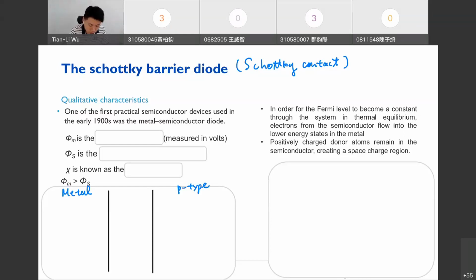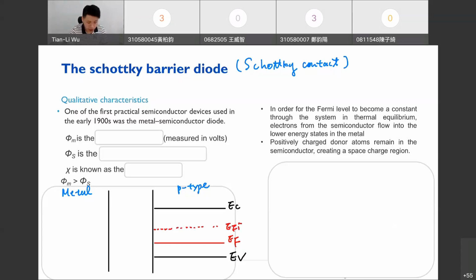As you are already very familiar with, if we have the p-type semiconductor, so that suggests this is your conduction band, this is your valence band here. The p-type semiconductor suggests that your Fermi level is close to your valence band. Also, we have previously defined that in the middle between the EC and EV is the intrinsic Fermi level here.